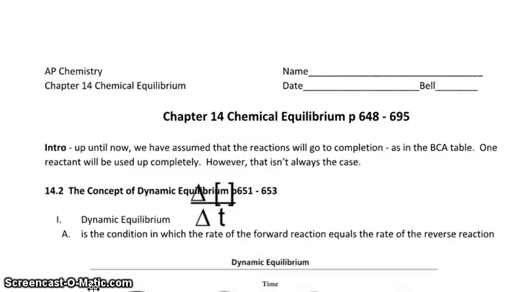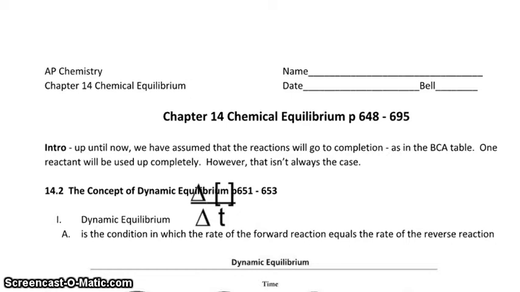Well, hang on. What's a forward reaction? You might want to write this down. It's where the reactants make the products. And so this change in concentration of the reactants making products is going to equal the rate of the reverse reaction. Well, what do you think a reverse reaction is going to be? It's where the products make the reactants. You might want to write that down. So overall, the rate of the forward reaction equals the rate of the reverse reaction. So the rate at which the products are being made is the same as the rate at which the reactants are being made. That is a dynamic equilibrium.